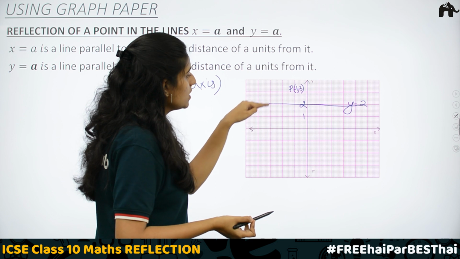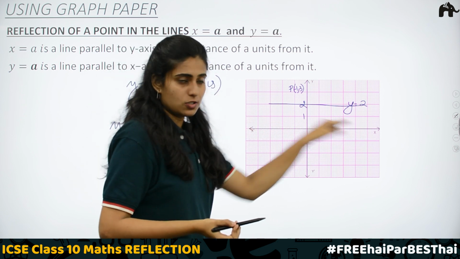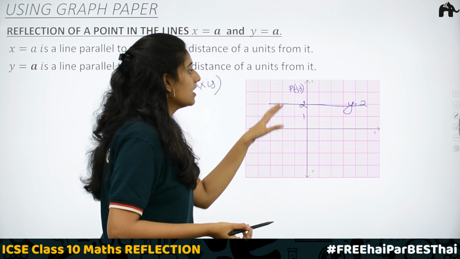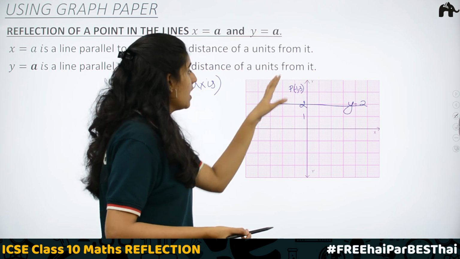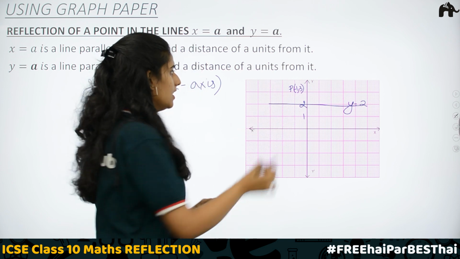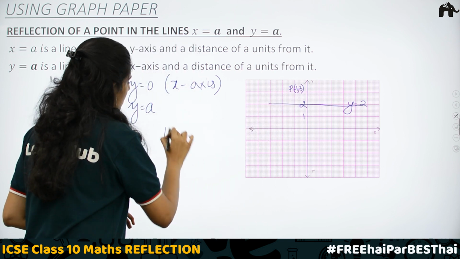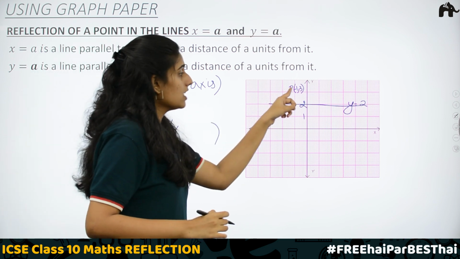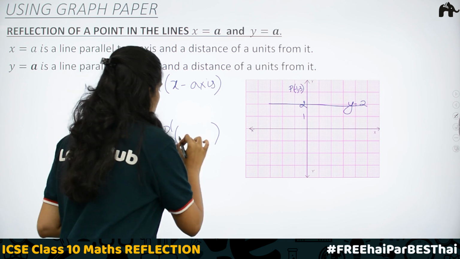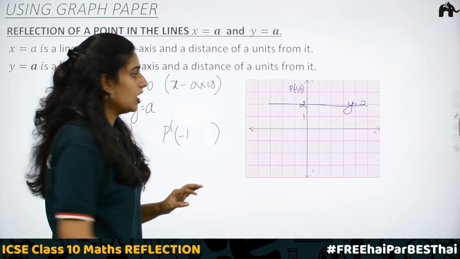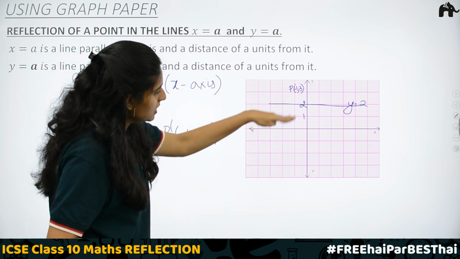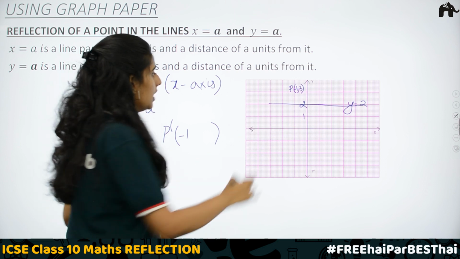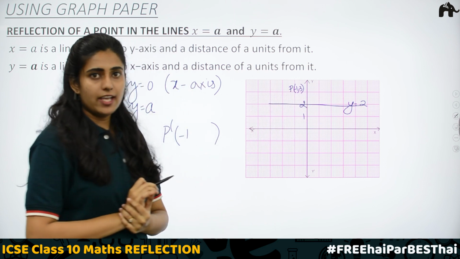Therefore, for lines which are parallel to x-axis also, the x coordinate will remain the same and the y coordinate will change. Here, what is the x coordinate? We'll be having image P dash such that the x coordinate should remain same, which is minus 1. We are sure that the image will be formed somewhere here. Okay. Now what about the y coordinate?